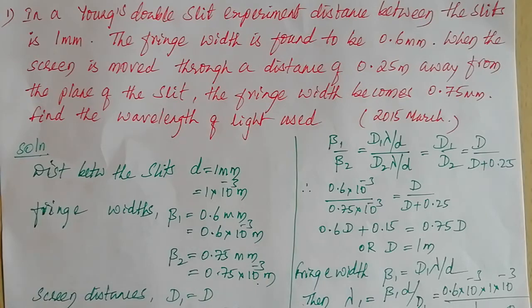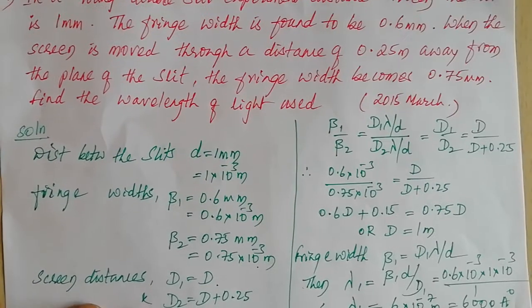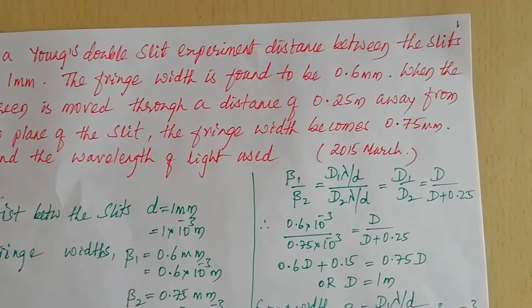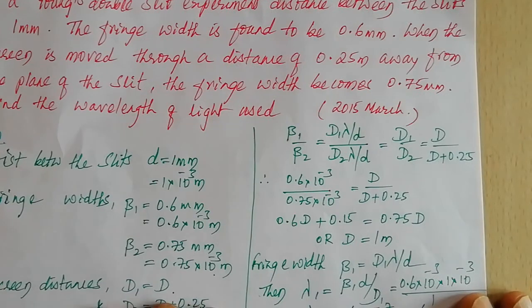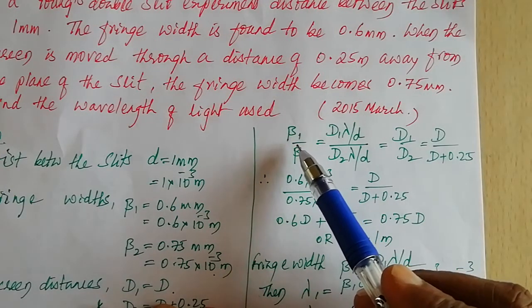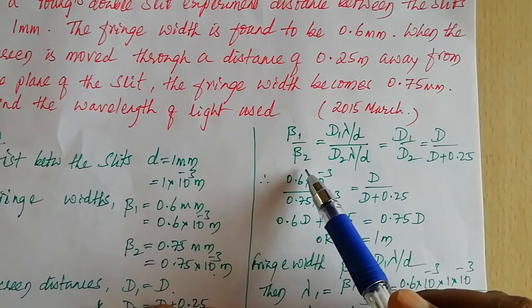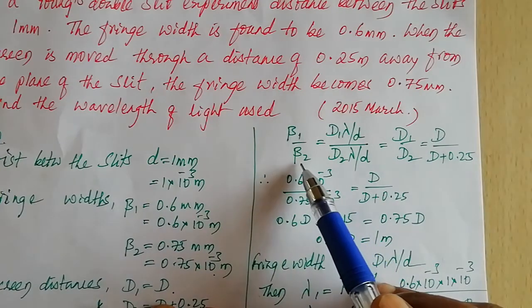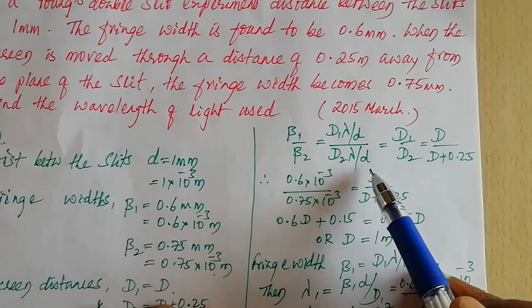So the screen distance in the first case, D1, equals D. In the second case, the screen distance is increased by 0.25 meter. That's why D2 is D plus 0.25. Then taking the ratio of fringe widths in both cases, beta 1 by beta 2, beta 1 is D1 lambda by d and beta 2 is D2 lambda by d.